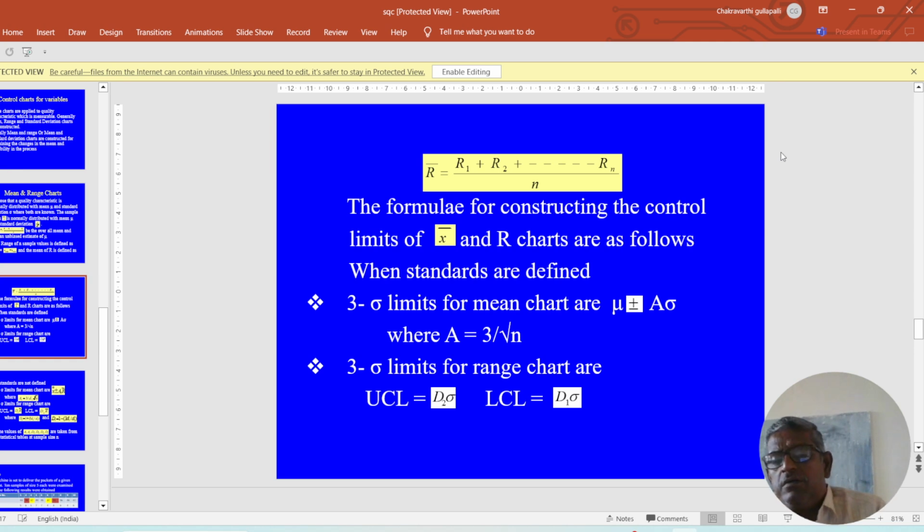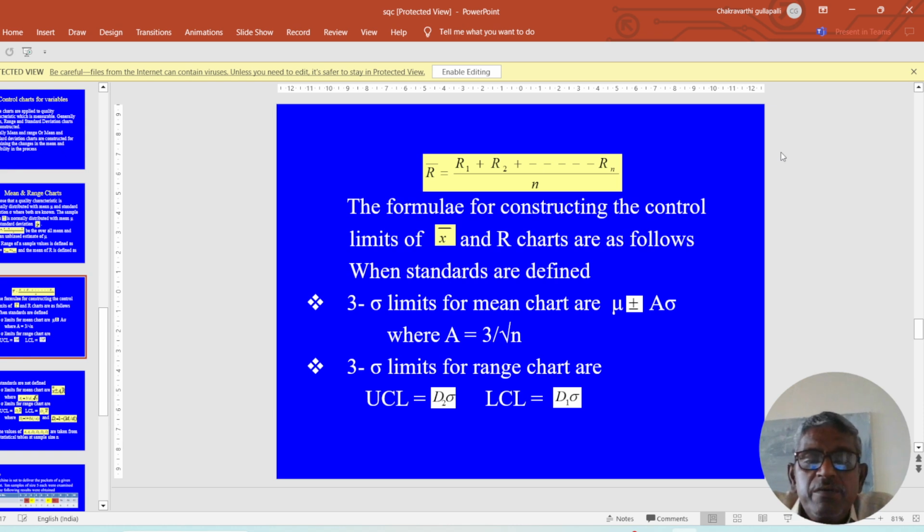Its mean value is R1, R2, and so on, Rn, divided by n. R1 means the range of the first sample, R2 means the range of the second sample. Suppose we are taking 100 samples, then it is R1 to R100 divided by 100. Once we are getting X bar and R, then we are calculating the 3 sigma limits.